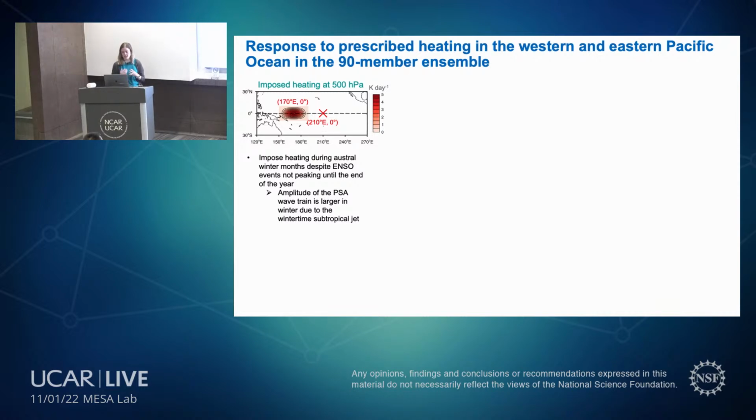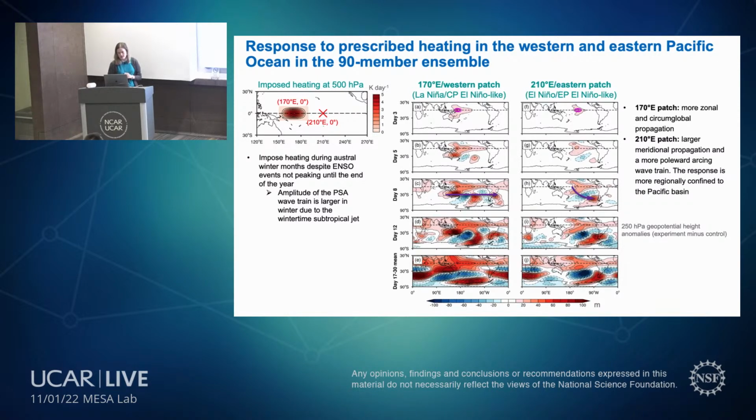And to do this, we've used the same experimental setup that we used for the Indian Ocean experiments, but this time imposed a heating anomaly in the western Pacific Ocean at 170 degrees east, and an anomaly further eastward at 210 degrees east. So these are idealized locations, but overall they're designed to mimic the locations that we get during westward and eastward located ENSO events. So westward events like La Nina and Central Pacific El Nino, and eastward events like canonical Eastern Pacific El Nino events.